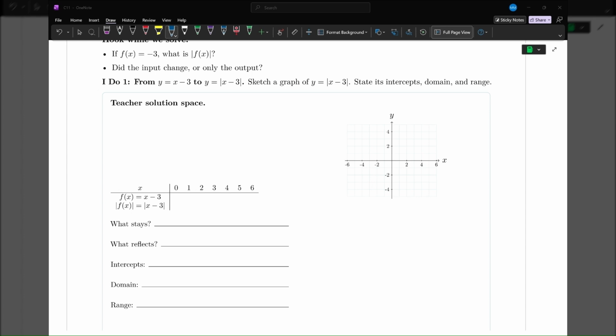So as I build this one up, f of x equals x minus 3. If I plug in inputs from 0 to 6, again, I know it's just a line. So if I plug in 0, I'm going to get 0 minus 3, which is -3. If I plug in 1, I get -2, -1, 0, 1, 2, 3.